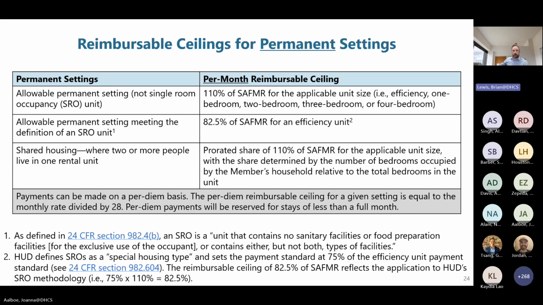Also, I want to note that even though the reimbursable ceilings have been constructed on a per month basis, the payments can be made on a per diem basis if the stay is less than a full month. And the per diem reimbursable ceiling for any given setting is equal to the monthly rate divided by 28. Next slide, please.